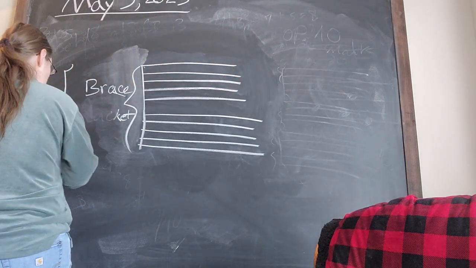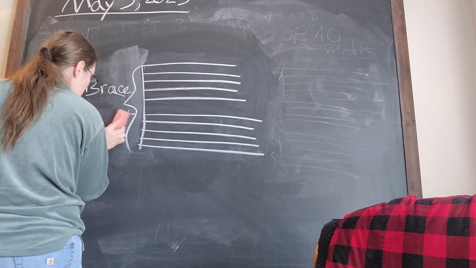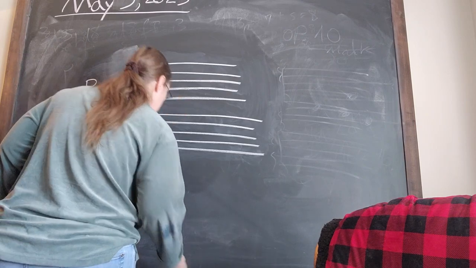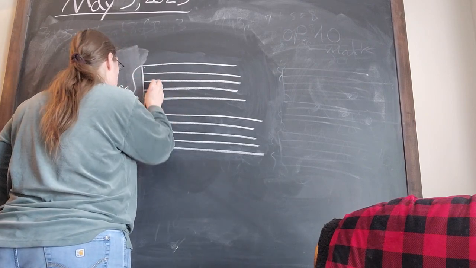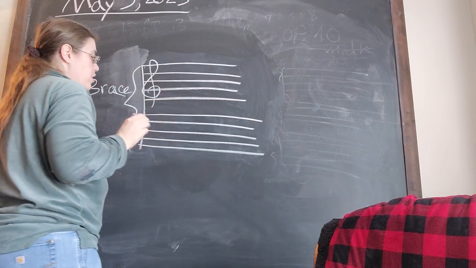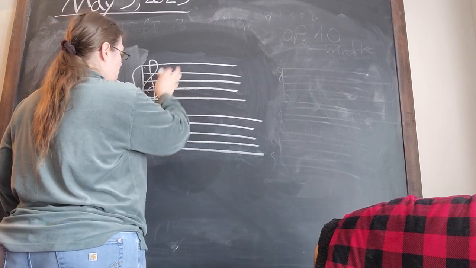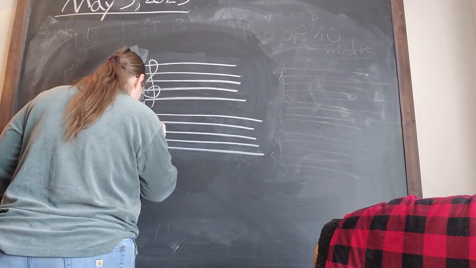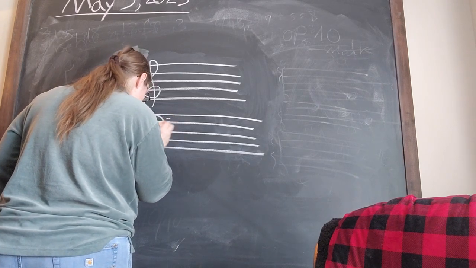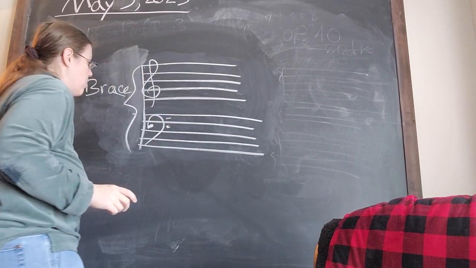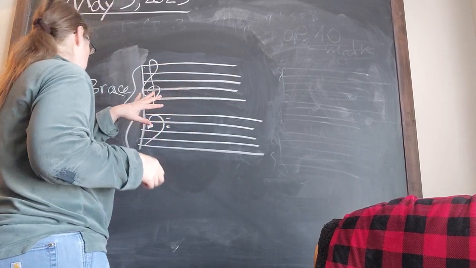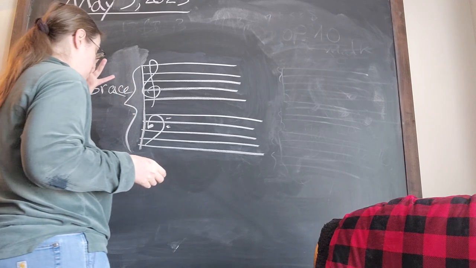So I'm going to erase the bracket. Okay, so we are going to insert the treble clef, and by this point you should have a fairly good handle on where these notes are. We're going to insert the bass clef. Now, we have covered all the notes on the staff for both of these clefs.